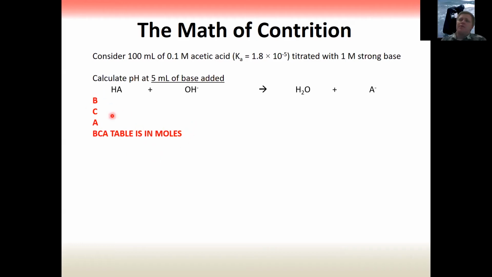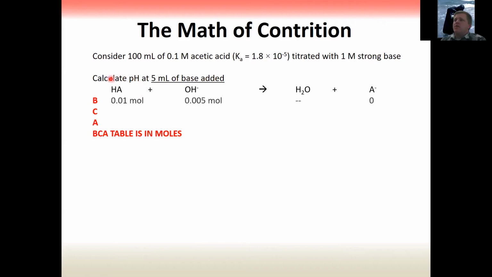The acronym for BCA is very similar to ICE. So for ICE, it's initial, change, and equilibrium. For BCA, it's just before, change, and after. This table is going to work functionally the same as an ICE table, but we give it a different name so that we can remember that we're doing this in a different unit basis, where here we're doing moles, not molarity. And why we're doing that will become obvious as we work the problem.